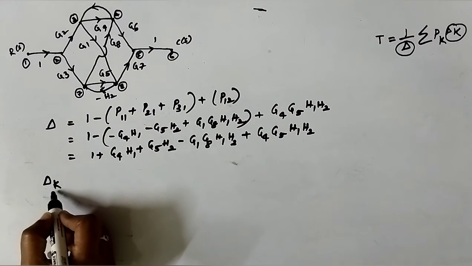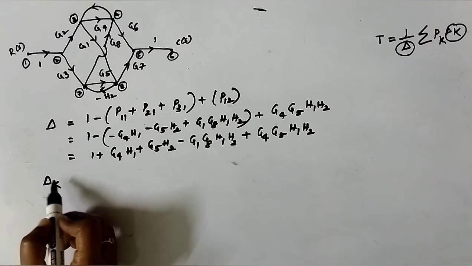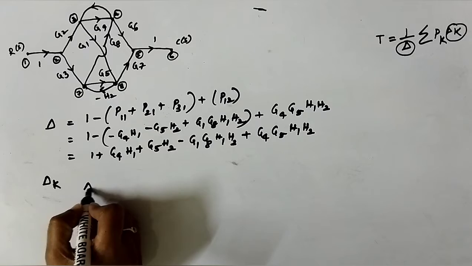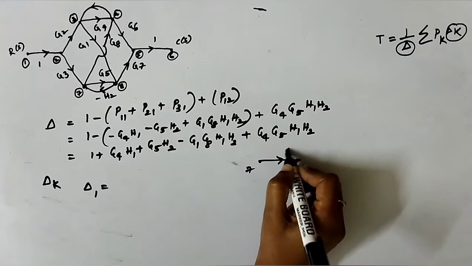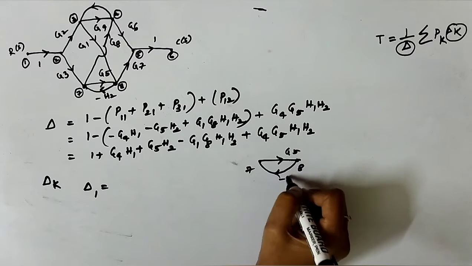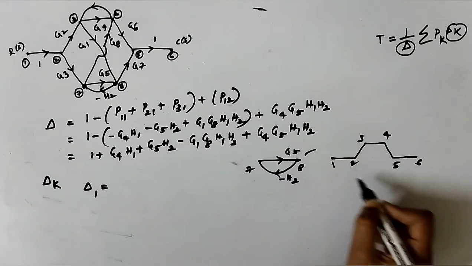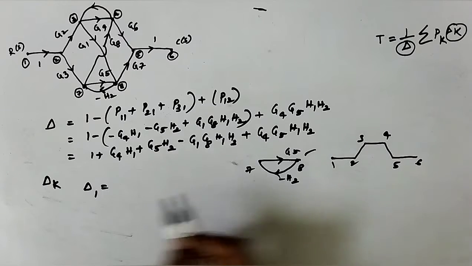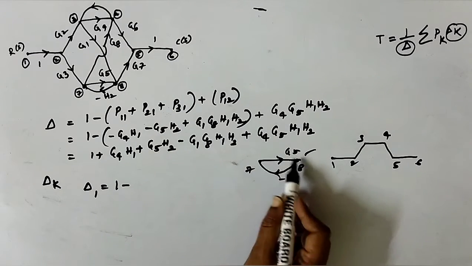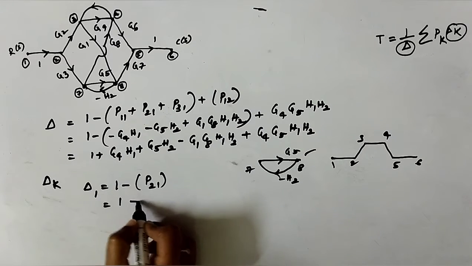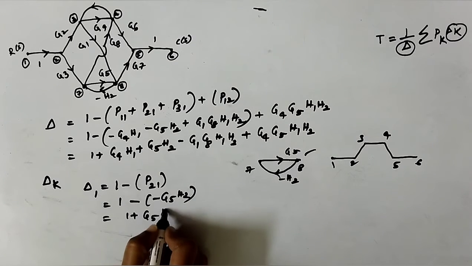The next task is to find out delta k. You have to cross check all the forward paths and find out whether there is any part of the graph which is not touching the kth forward path. Delta 1 equals, if you observe, from 7 to 8 it's G5 and minus H2. This is the part which is not touching the first forward path. So 1 minus the sum of individual loop gains, that is P21, 1 minus of G5 H2, then we've got 1 plus G5 H2.